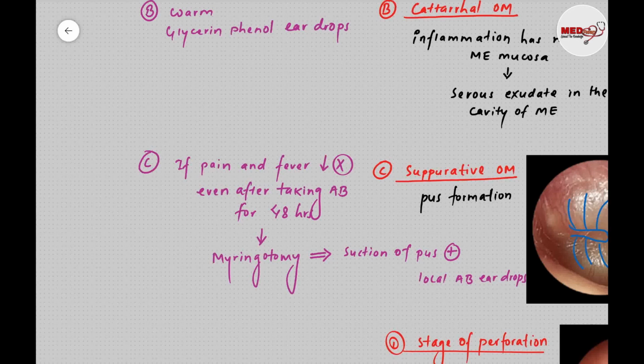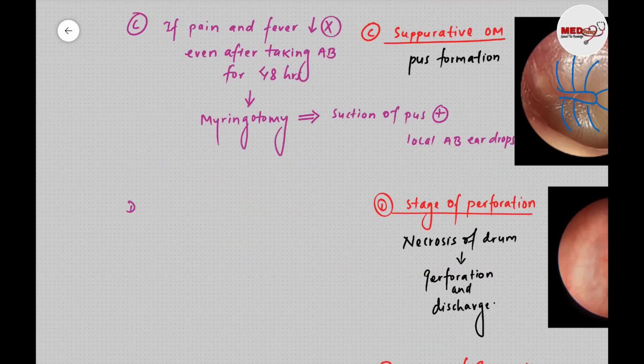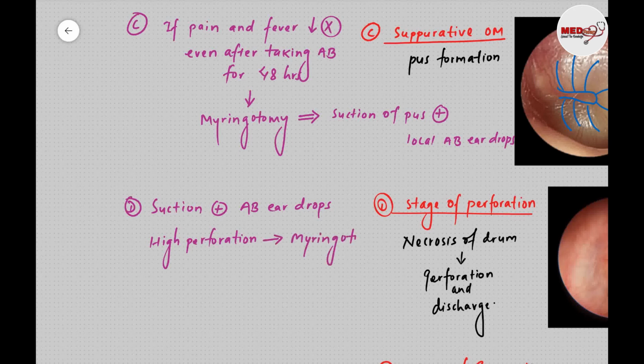The reason behind performing myringotomy is to make a clear incision to drain out the pus, because the regular incision heals better than the irregular perforation, which is made by necrosis of the drum after the suppurative stage. So in the fourth stage, which is the stage of perforation, we will try to suck out the pus and put antibiotic ear drops. In case the perforation is high and the pus cannot be drained out nicely, in that case we will perform myringotomy in the lower position so that pus can be drained out easily.